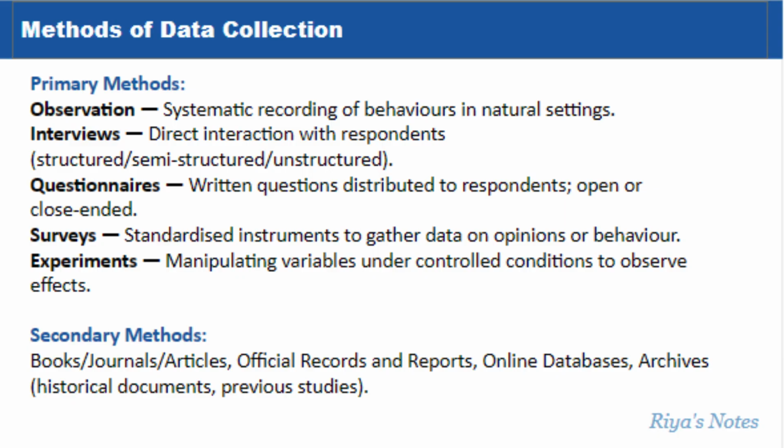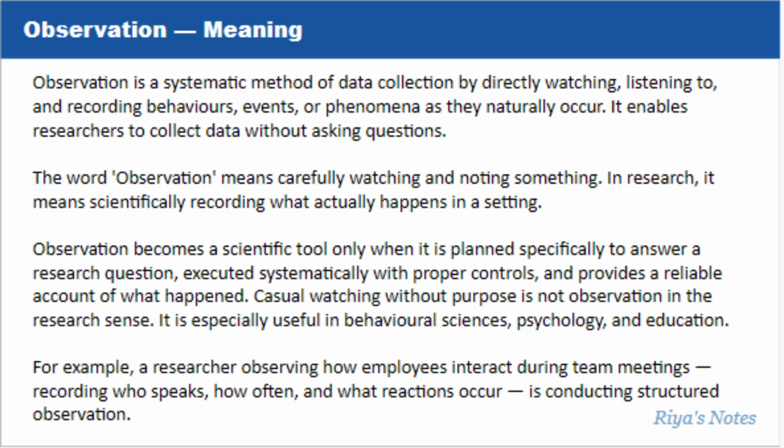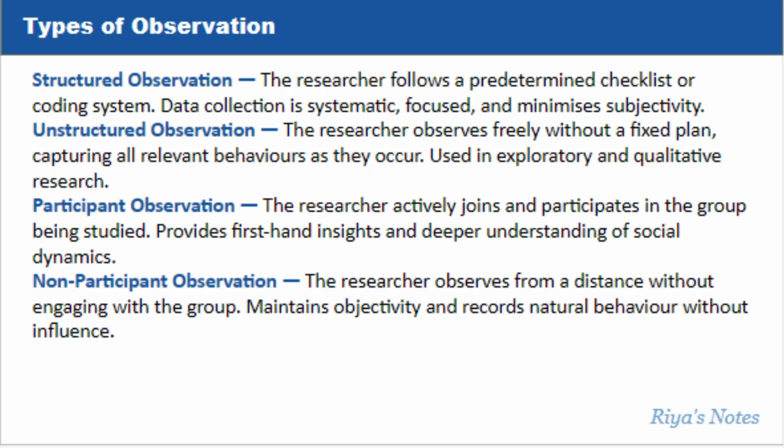Observation becomes a scientific tool only when it is planned specifically to answer a research question, executed systematically with proper controls, and provides a reliable account of what happened. Casual watching without purpose is not observation in the research sense. It is especially useful in behavioral sciences, psychology, and education. For example, a researcher observing how employees interact during team meetings, recording who speaks, how often, and what reactions occur, is conducting structured observation. Types of observation.